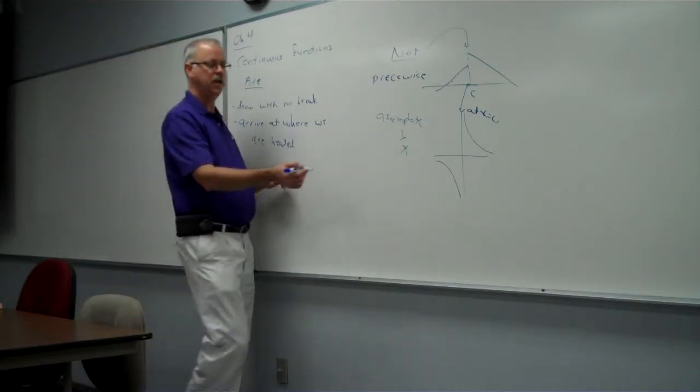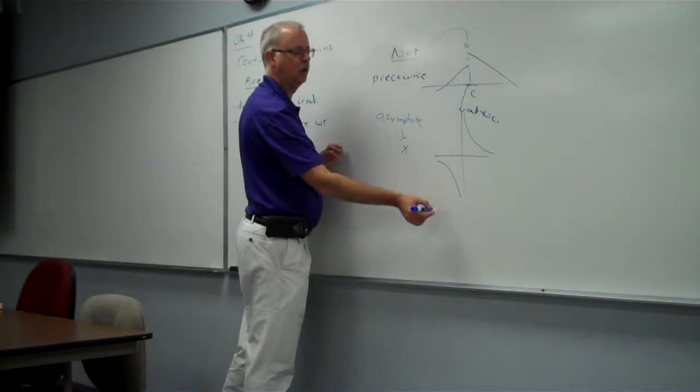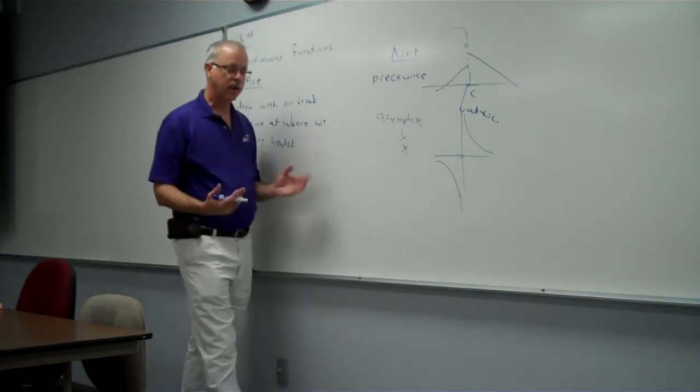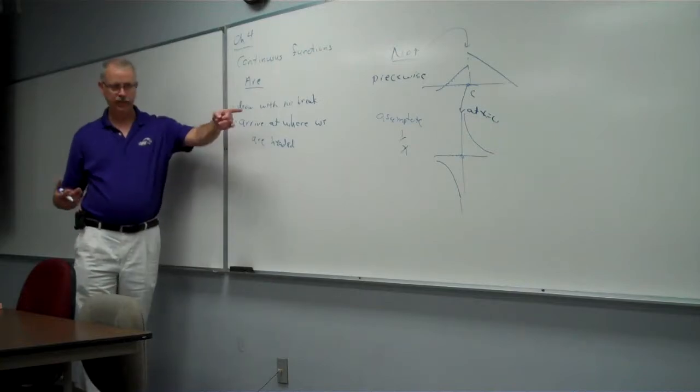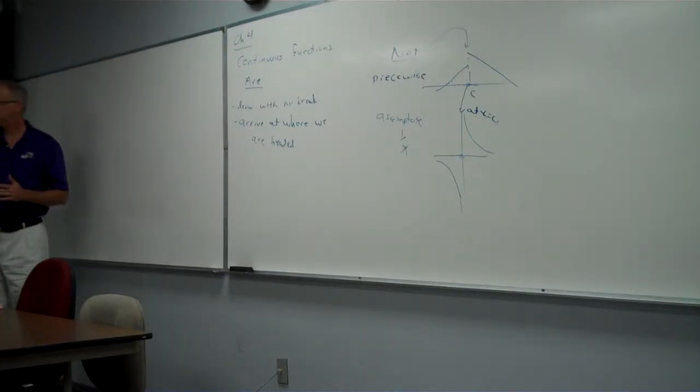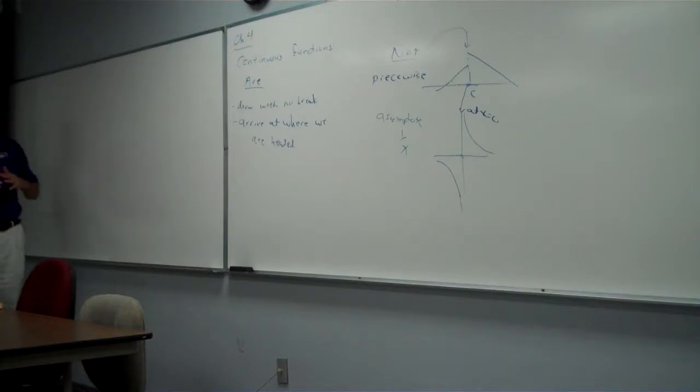Or on this one, the inputs are headed to 0. Are the outputs headed any place in particular? And at 0, do we actually get the output we expect? On that one, the answer is no, because 1 over x isn't defined at 0. So in the discontinuous case, we think we're headed one place, but that's not where we arrive.